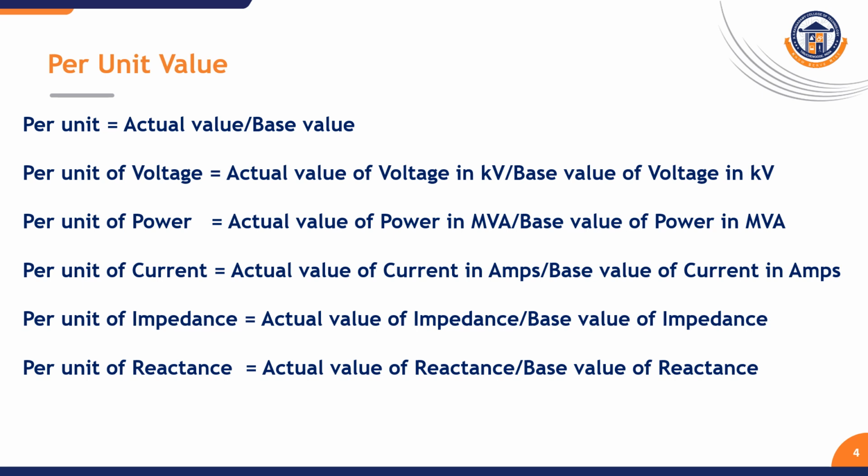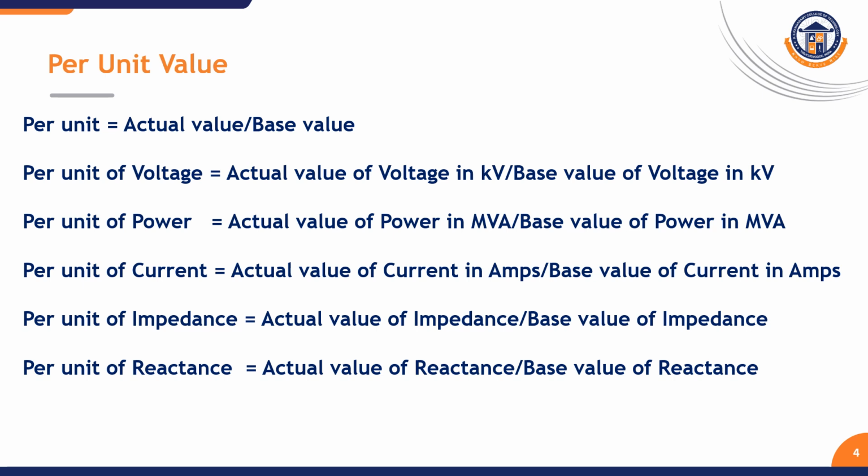From that we can develop the equations for per unit value of voltage, power, current, impedance and reactance. The first one, per unit value of voltage, is equal to the actual value of voltage in kilovolt by the base value of voltage in kilovolt. Here we have to notice a very important point: numerator and denominator should both be in the same unit.